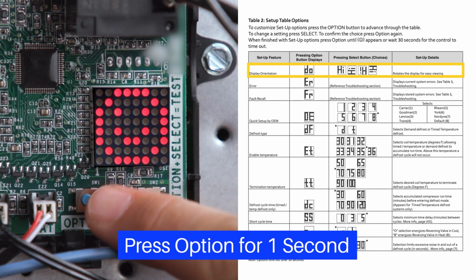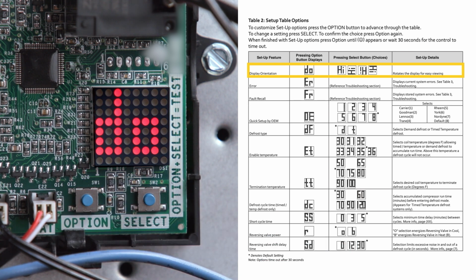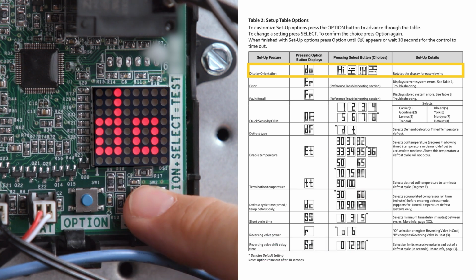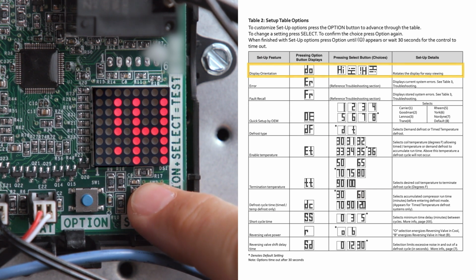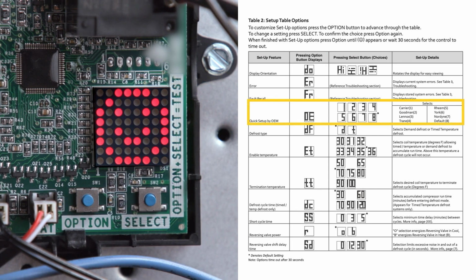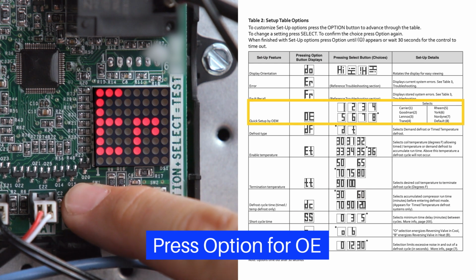To change the orientation, press the Option button for 1 second. The control will display DO. Then press the Select button. You will see the word High. Press the Select button until High is orientated correctly. Find the OEM manufacturer codes in your instruction sheet. Press the Option button until OE is shown.